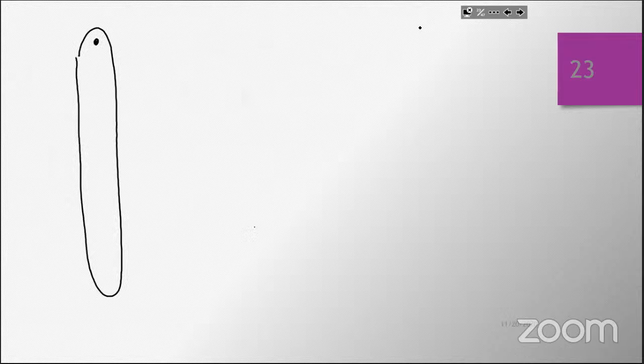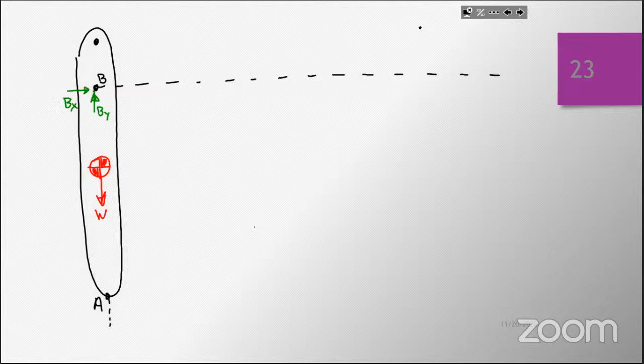I've got state one, right? We've got point C up here. Point B is going to be here. We've got a center of gravity that's roughly there, with a weight pointing down. We're going to call this point A over here. I'm going to set my datum at point B. And point B, since it's a pin, will have BX and BY.